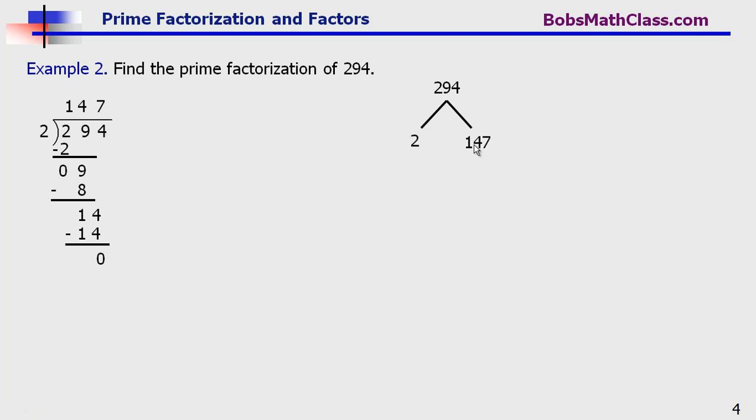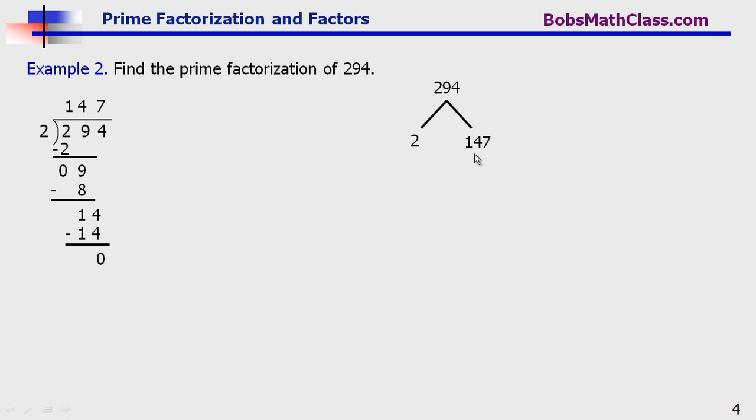Okay, now continuing. Is 2 a prime number? Yes. Is 147 a prime number? Not sure. So we'll start thinking about what number goes into it. Does 2 go into 147? No, because it ends in an odd digit. It ends in a 7.